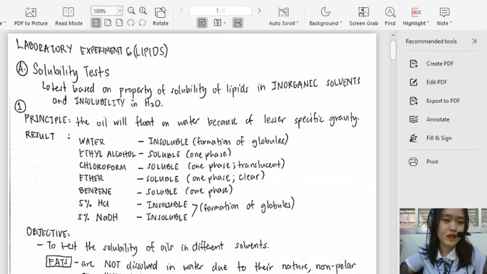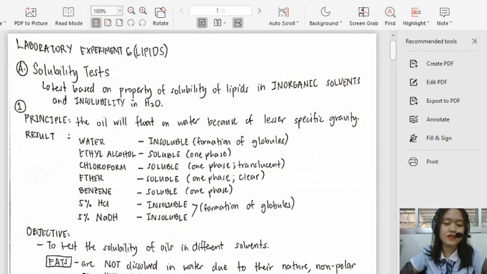So in overall, your solubility test is a test based on the property of solubility of lipids in organic solvents and insolubility in water. So, bakit insoluble ang inyong lipids sa water?